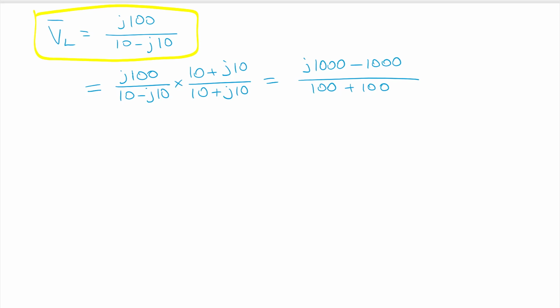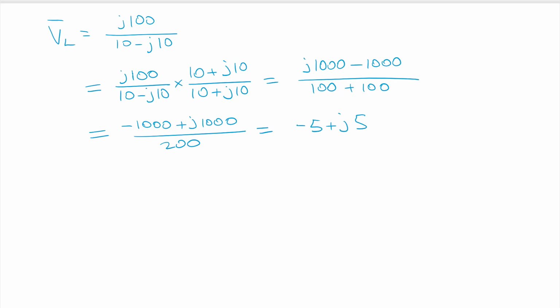And so what we need to do is we need to make the denominator into a real number, okay? And to do that, we multiply by the complex conjugate of the denominator, which is what we're doing right here, okay? So that's the complex conjugate of the denominator, and all we have to do is flip the sign of the imaginary part, okay? So then, of course, we're multiplying by the complex conjugate over the complex conjugate, because that's the equivalent of multiplying by 1. So we're not changing the original equation. So then that works out to J1000 minus 1000 over 100 plus 100.